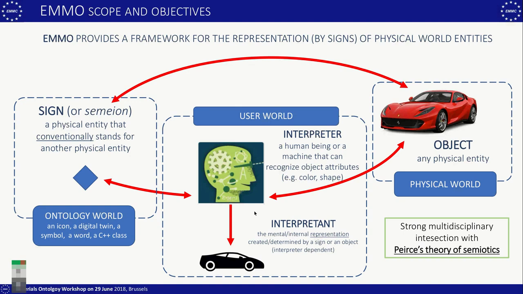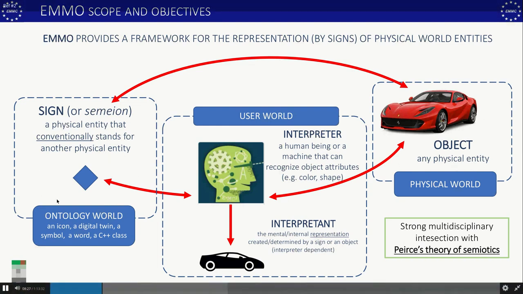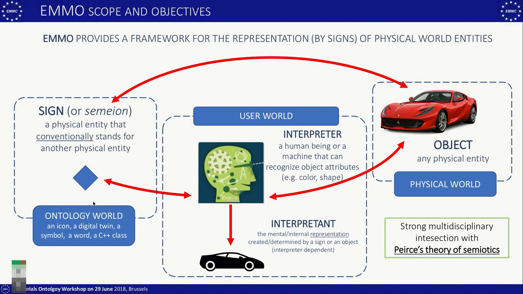As you can easily understand, the interpretant cannot be shared between human beings because it's the internal representation. But what we can share is the sign that stands for the interpretant and then for the object, the physical entity. So the ontology itself is a way to represent things in a standard way, so that we can look at the sign and immediately find a way to build our internal representation of the object.